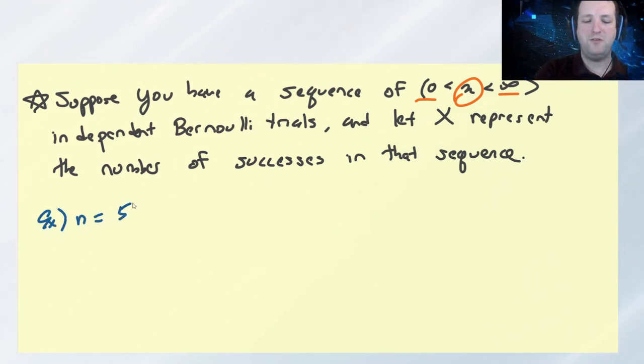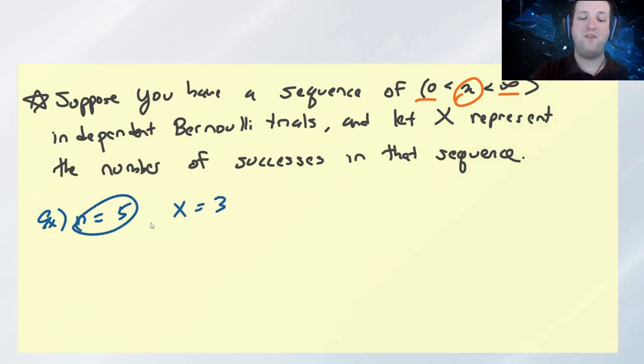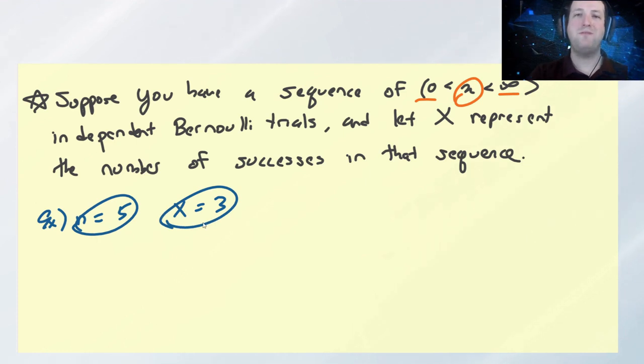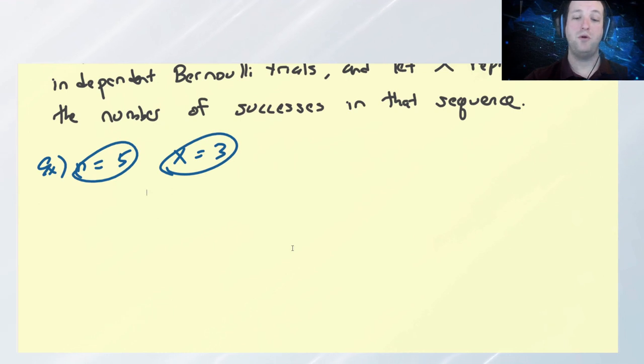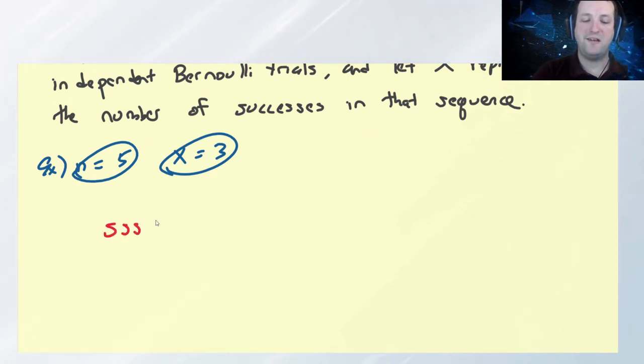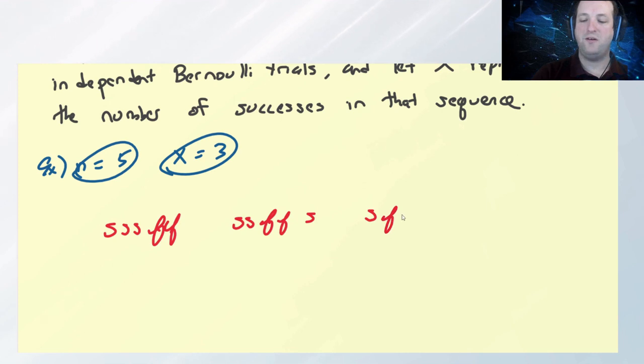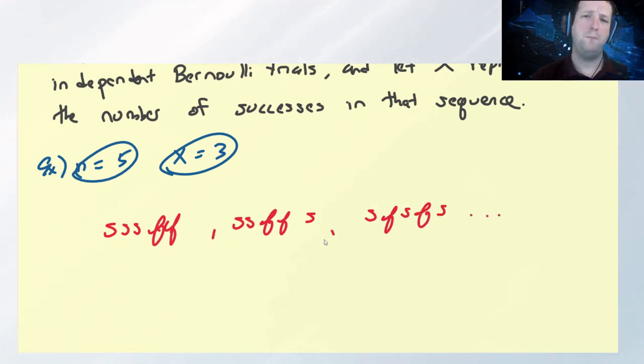Let n be equal to 5, and let us assume we want to analyze the case where x is equal to 3. So out of the 5 trials, we're going to have 3 of them that result in success. That implies that 2 of them are failures. So sequence of 5, so we could have success, success, success, failure, failure. We could have success, success, failure, failure, success. We could have success, failure, success, failure, and success. And there are several different more.